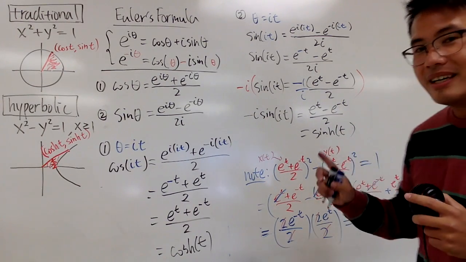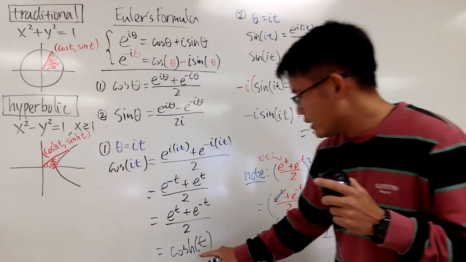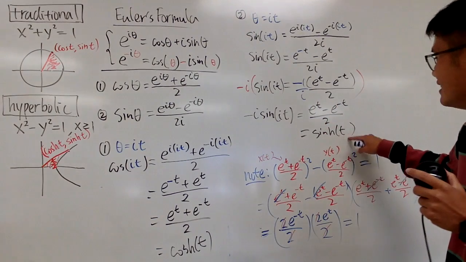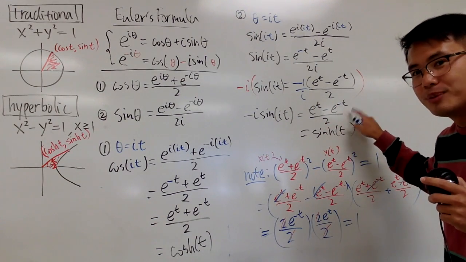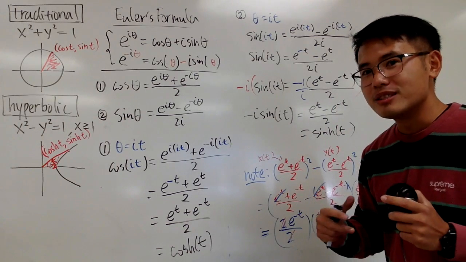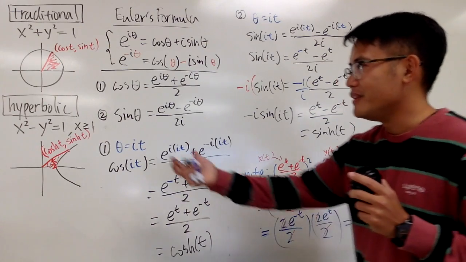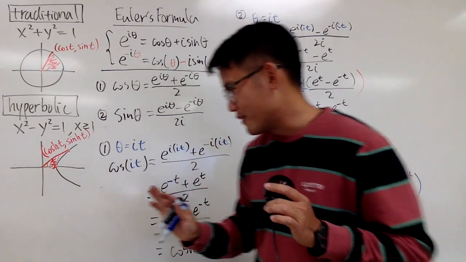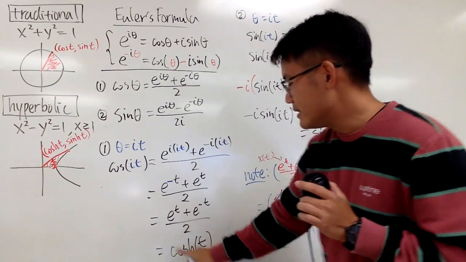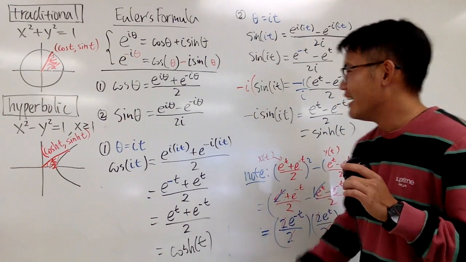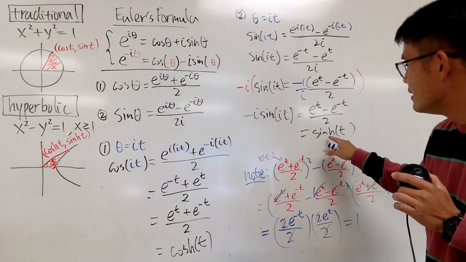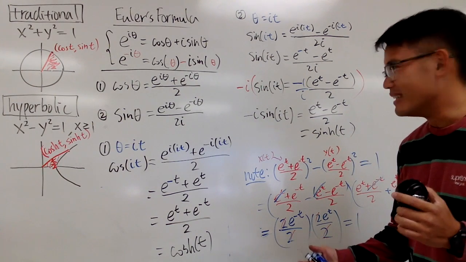So hopefully you guys see the connection now. First thing is, cosh t is defined to be this using the exponential function. Likewise, this is defined with the exponential function to be like that. And these two, technically, they are just a parameterization of the hyperbola. And that's so wonderful. And the connection is, cosh of it is equal to cosine of t. And then negative i times sinh of it is the sine of t. That's so cool, isn't it?